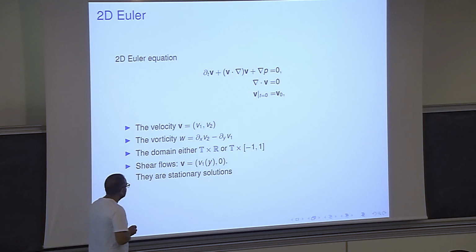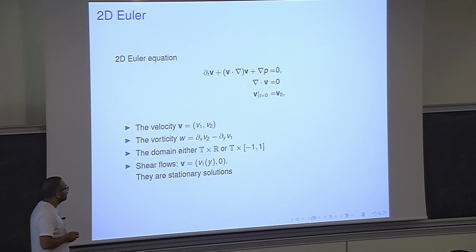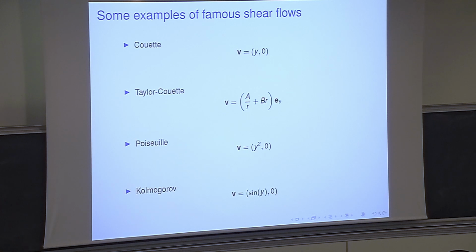And a shear flow is something like this. It's a velocity with the second component equal to 0 and with the first component just depending on the vertical variable y. Okay? And it happens that these shear flows are stationary solutions for 2D Euler. Some famous examples of shear flows that I am going to consider in this talk are the following: the Couette flow, where the velocity is given by y.